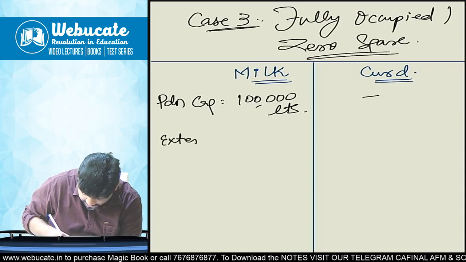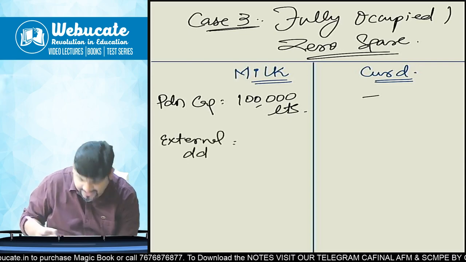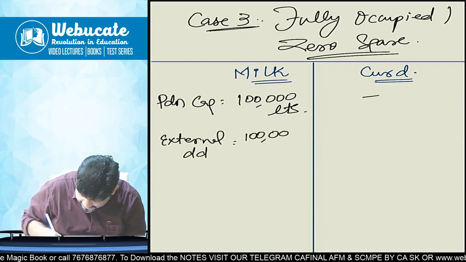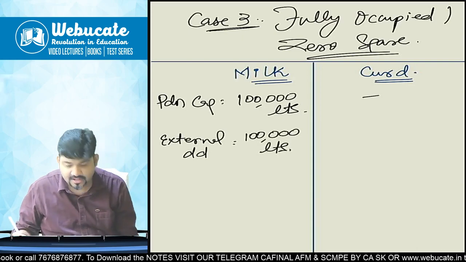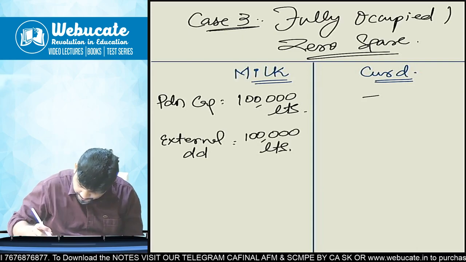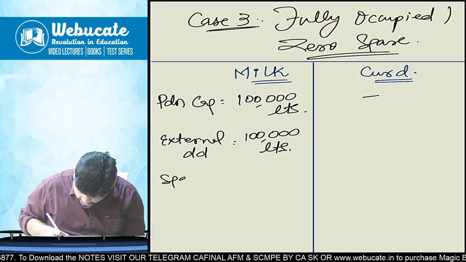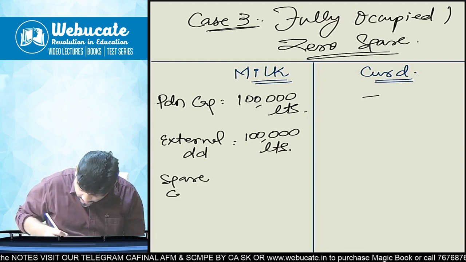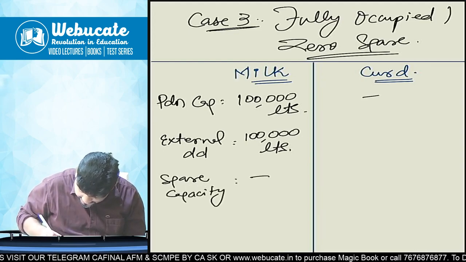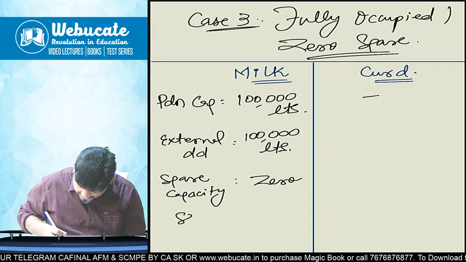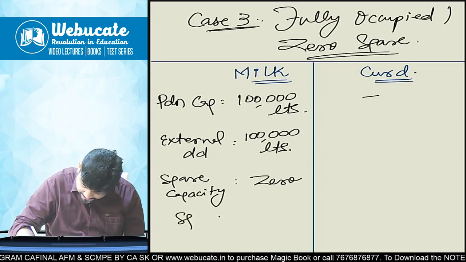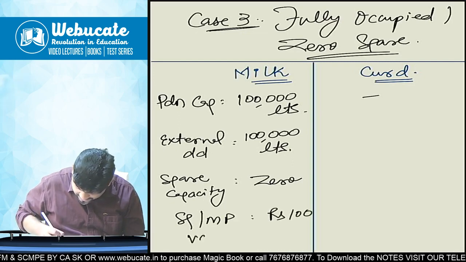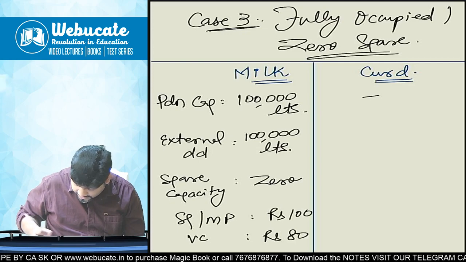External demand. Now, this is going to become interesting. Any guesses what is going to be the external demand? Full. Full 1 lakh liters is the external demand. Okay. Now, as soon as we see the external demand, we realize that there is spare capacity. How much is the spare capacity? Zero. Same selling price, which is the market price, is rupees 100. Variable cost is rupees 80.